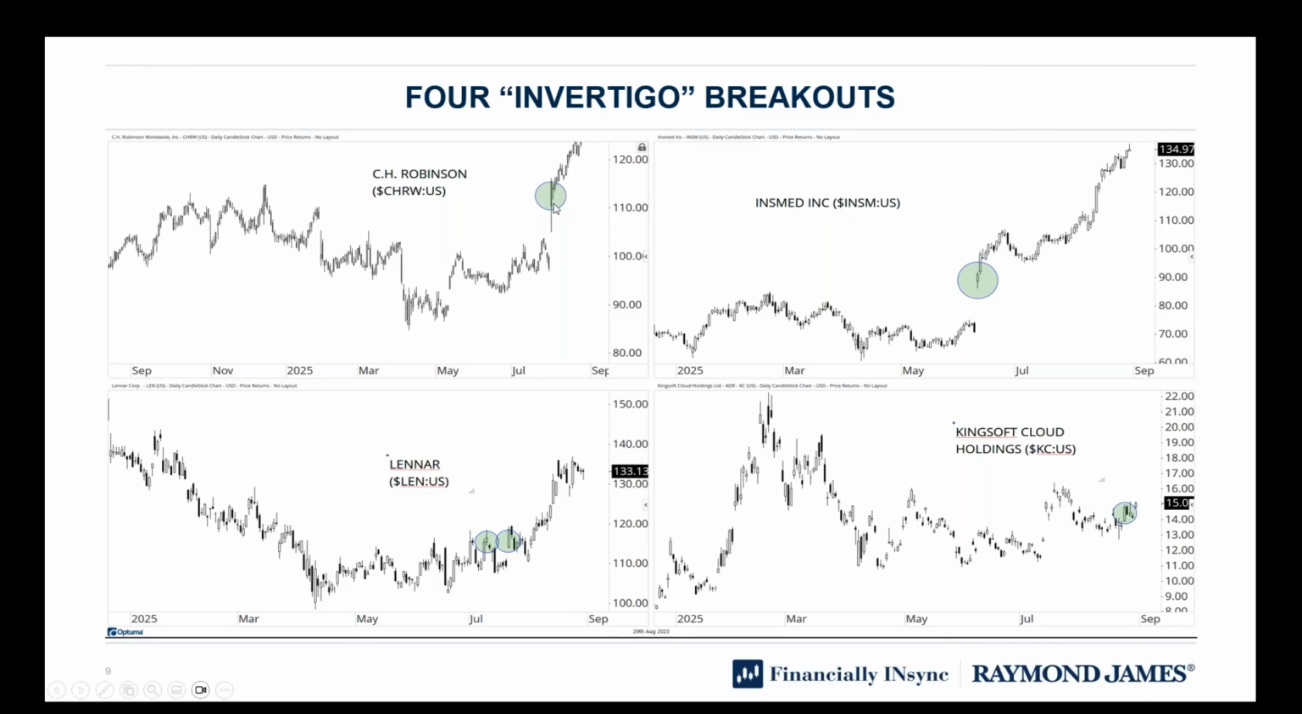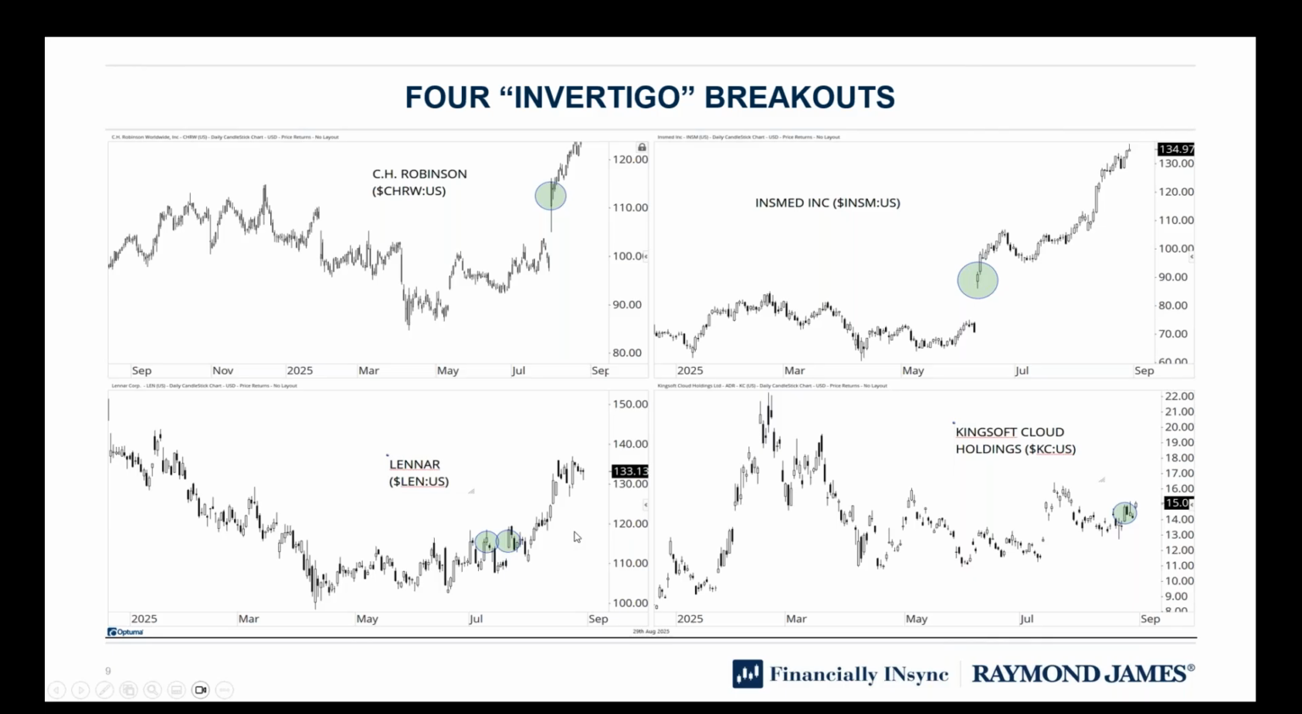There's CH Robinson, that is in the transportation sector. You can see a big, I've circled the breakout spots or the bars here that caught my attention. There's Insmed in healthcare. Kingsoft is one of the many Chinese names here that's starting to show better behavior. And then Lennar, one of the many home builders here that broke up. Not necessarily the first one.